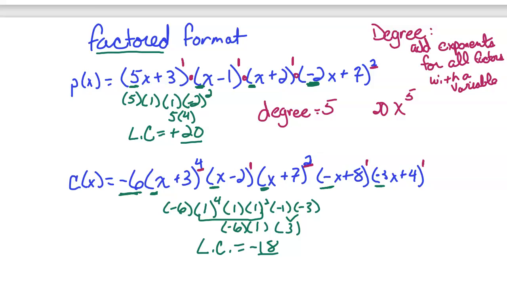4, 5, 6, 7, 8, and 9. So this would have a degree of 9. So my leading term for c of x would actually be a negative 18 x to the 9th power. Now again, it's important to know what the degree and the leading coefficient are for these polynomials, because those are going to help us graph them, which we will discuss in later videos.